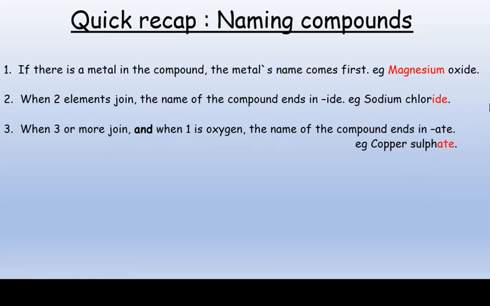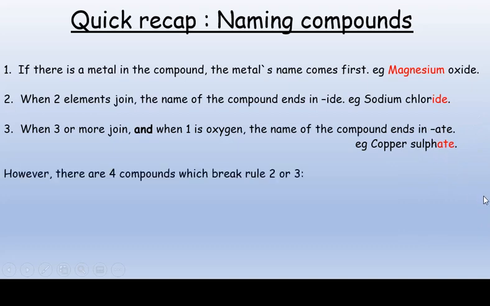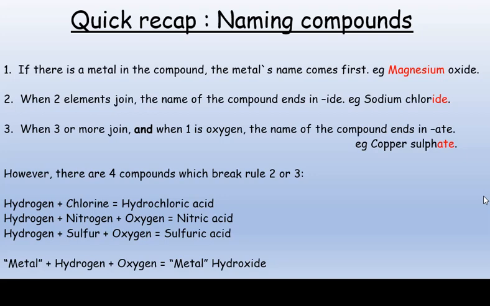If you've got three or more elements joining, and if one of those elements is oxygen, then the name of the compound ends with ate, A-T-E, copper sulfate. Don't forget though, there are four compounds that break the rules, okay? This example breaks rule number 2, and these break rule number 3.